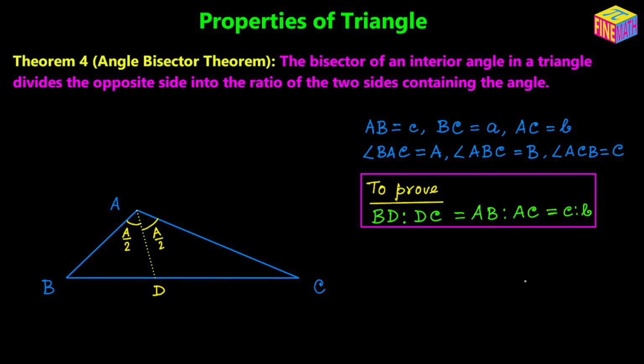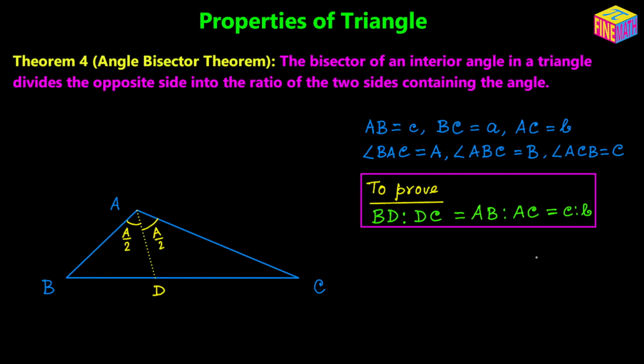Here we have drawn the angle bisector, which is AD. It bisects the angle A into two halves. Each of the halves should be half of A, and we have to prove that the ratio of BD to DC is equal to the ratio of AB to AC, and in this case AB to AC is also lowercase c to lowercase b.